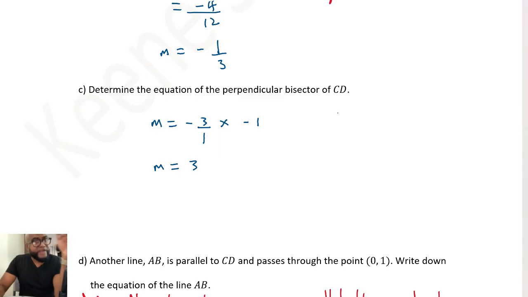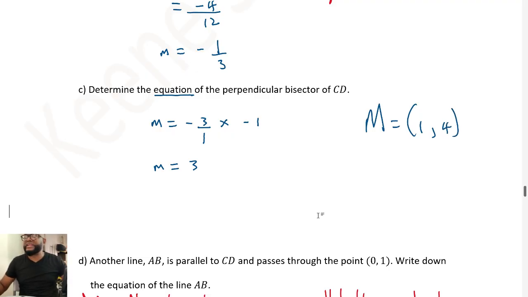Then, in order to find the equation, they want the equation of the perpendicular bisector, right? So in order to find the equation of a line, you must have the gradient and you must have a point on the line. Now the perpendicular bisector passes through the midpoint, so we just find the midpoint. What was the midpoint? Come on, 1, comma. Are you with me?